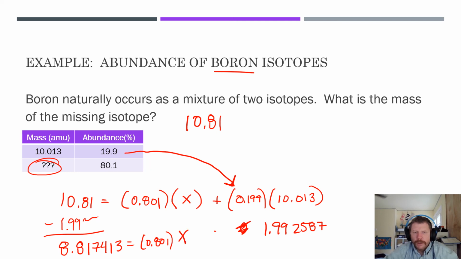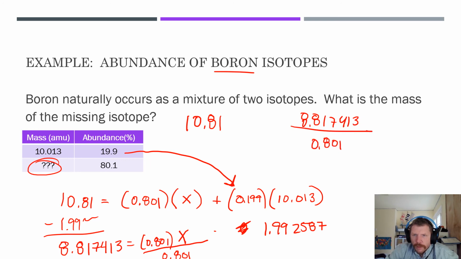That is equal to 0.801x. Okay, so now all that I need to do is a little bit of algebra. Divide each side by 0.801, and that gives us 8.817413 over 0.801 is equal to x. So 8.817413 divided by 0.801 equals 11.008.